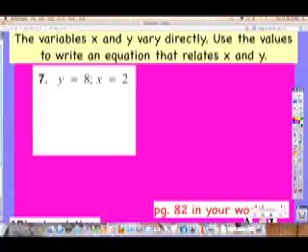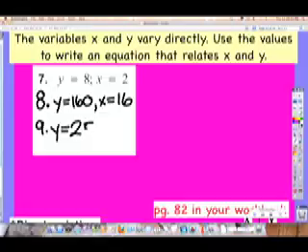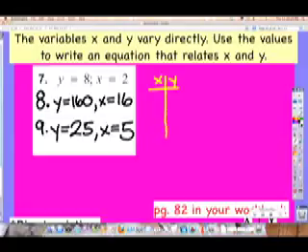Easy. Number 7, my hint to you is to draw a table. So put your x's, put your y's, and let's just do 4 slots. 1, 2, 3, 4. Oh, that's 3. 1 more. There we go. So make a table, make it blank, but then take number 7 and put it in your table. So number 7 says when y is 8, so I'm going to put an 8 where the y is, x is 2.